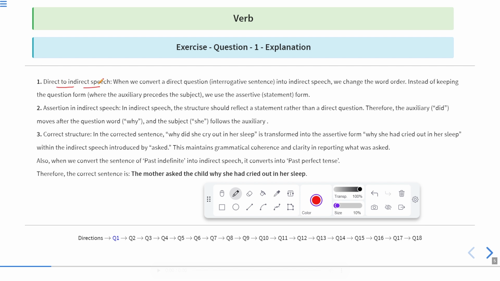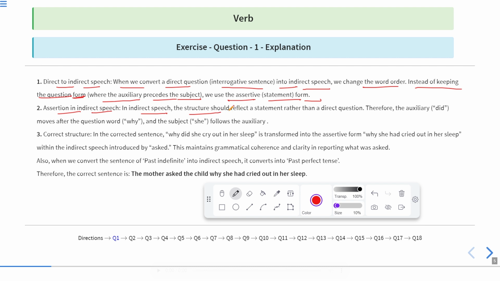Now let us see the explanation. Direct to indirect speech. When we convert a direct question, an interrogative sentence, into indirect speech, we change the word order, instead of keeping the question form where the auxiliary precedes the subject. We know well that when we write a question in interrogative structure, the helping verb comes prior to the subject. But when we convert that into indirect speech, the question pattern will be converted into assertive structure, that is the statement form in which the subject will be followed by the helping verb.